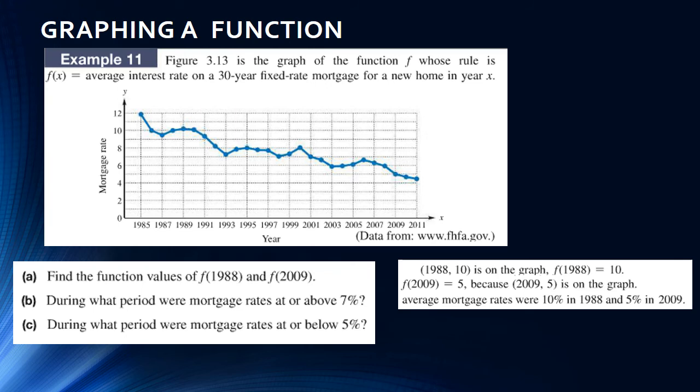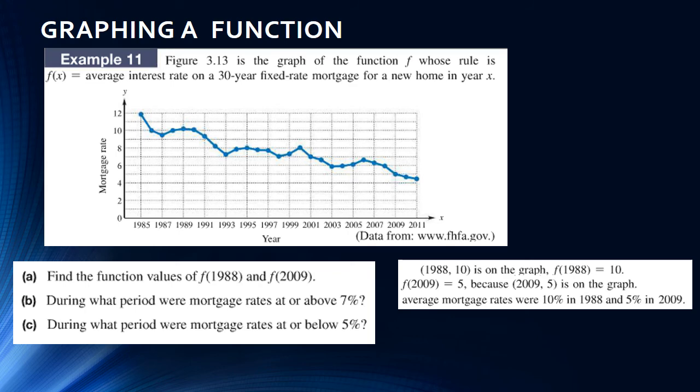So average mortgage rates were 10% in 1988 and 5% in 2009. It is very important, if you're answering a specific question, not what is the functional value. F of 1988 is 10. But if we asked you what was the average mortgage rate in 1988, it's not 10, it's 10%. So you need to pay attention to whatever these units are for y and the units for x. The x is a year.